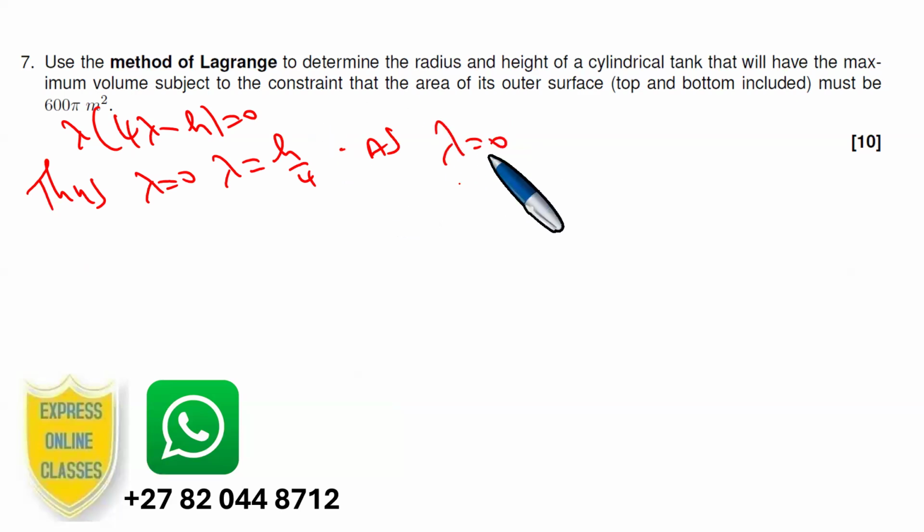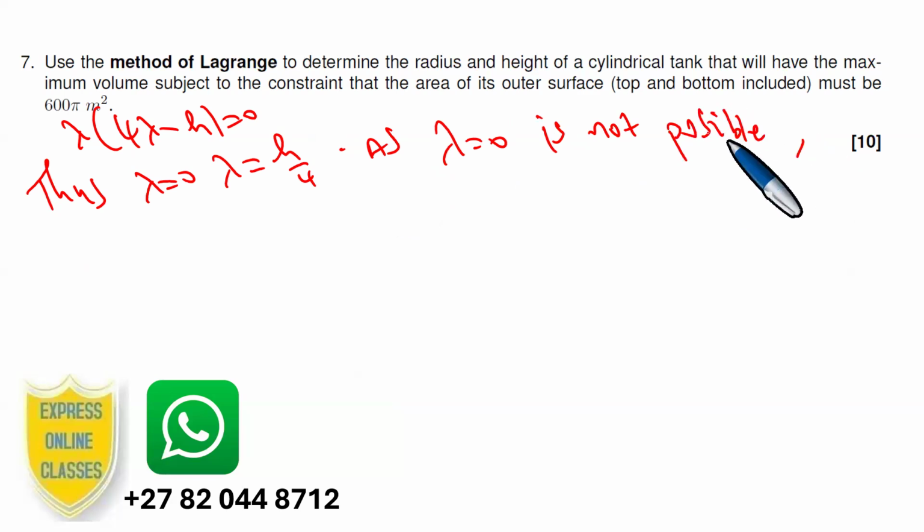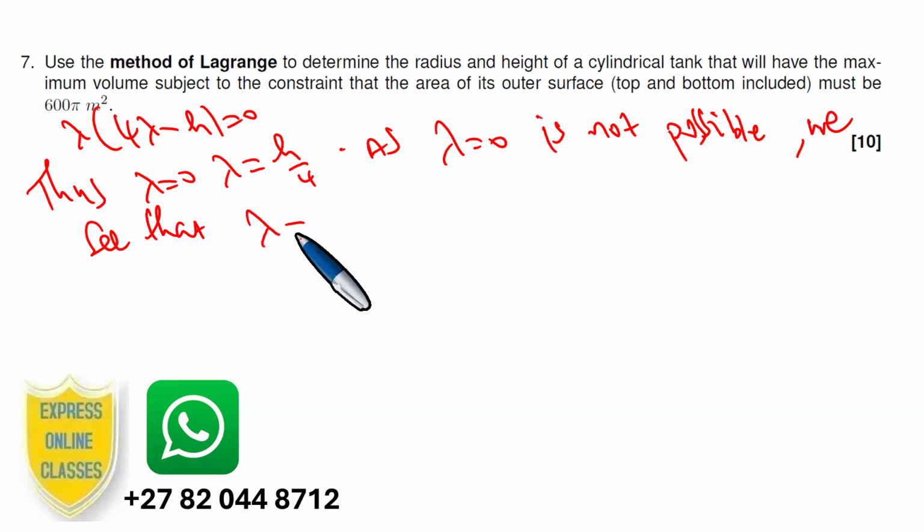As lambda equal to 0 is not possible, we see that lambda is h over 4, but this becomes exactly r over 2.